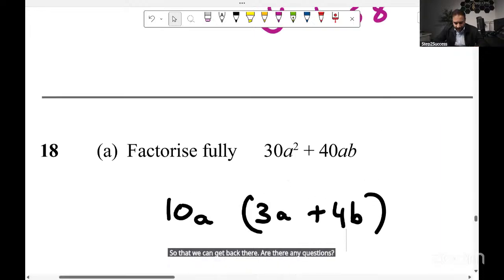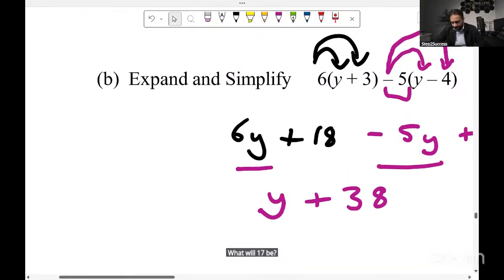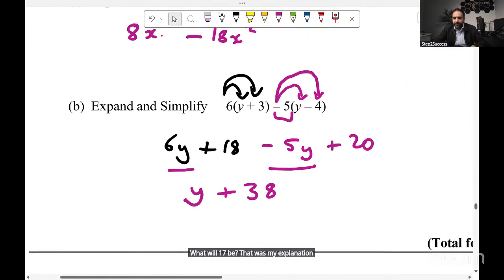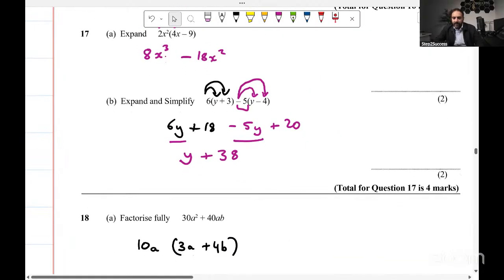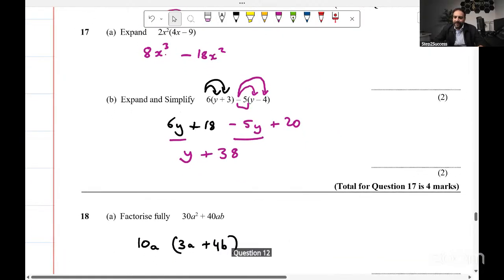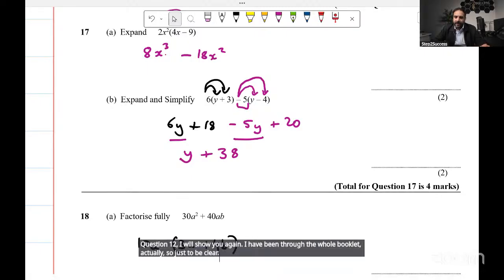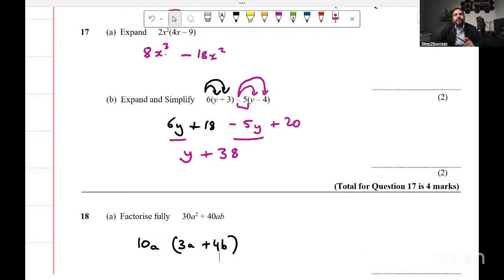What was 17b? That was my explanation for 17b. Question 12, I will show you again. I have been through the whole booklet, actually. So, just to be clear, everybody got the same booklet. Although, actually, what day did you come? Ah, this is going to be complicated.